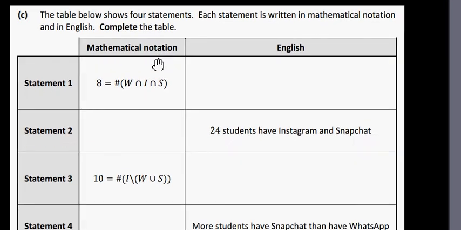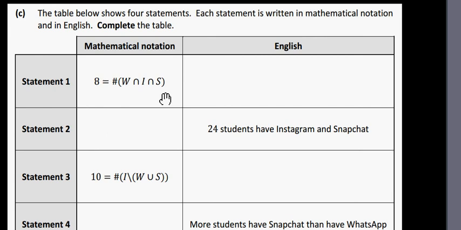So we're given this table here, and in the table here we're told that there are statements and mathematical notation. So we've English statements down along here, and we've got their mathematical notation equivalents down here. And we have to complete the table. So let's see, what have we got?